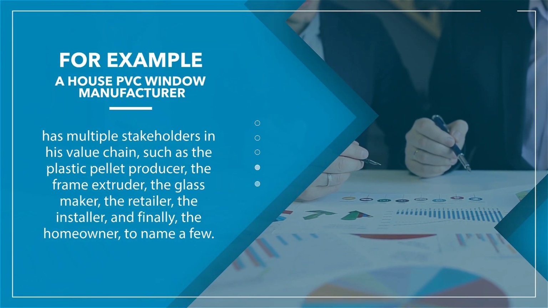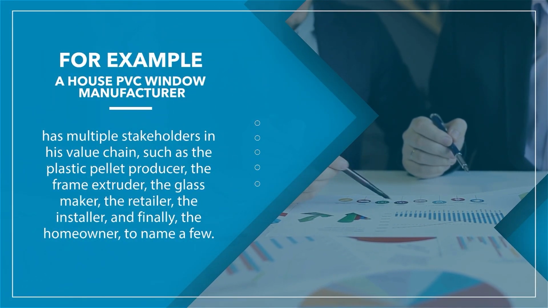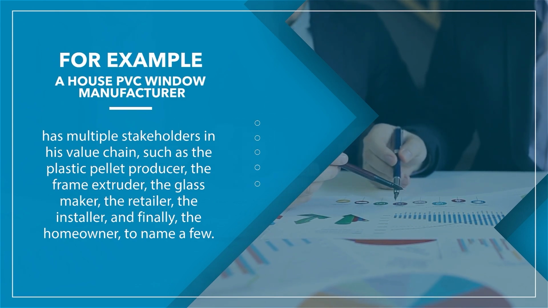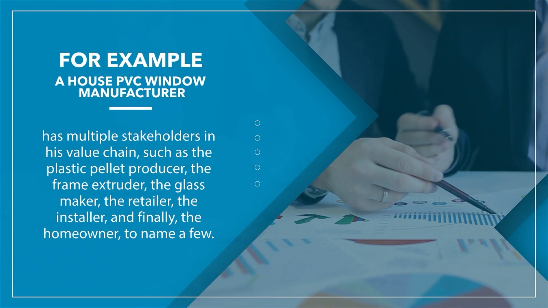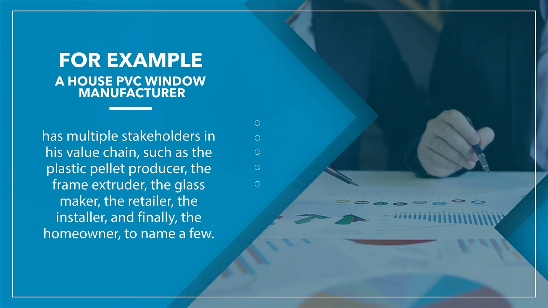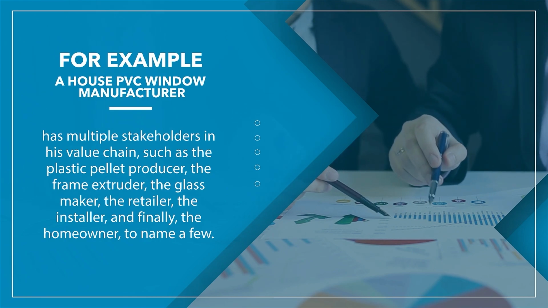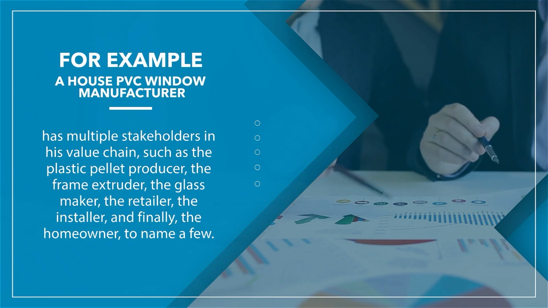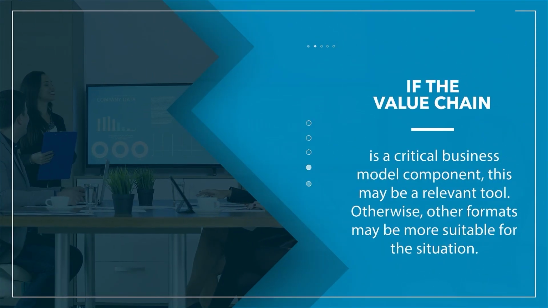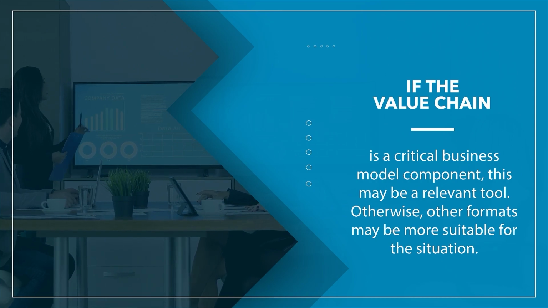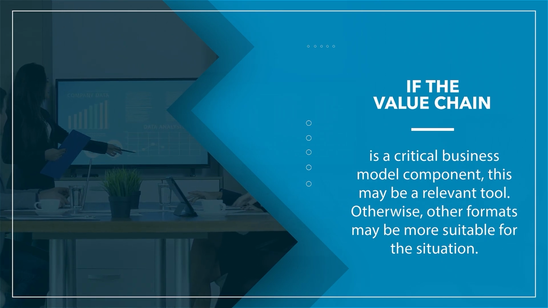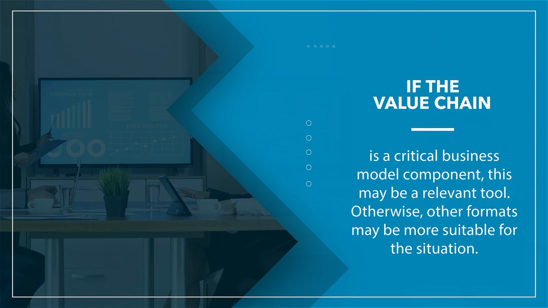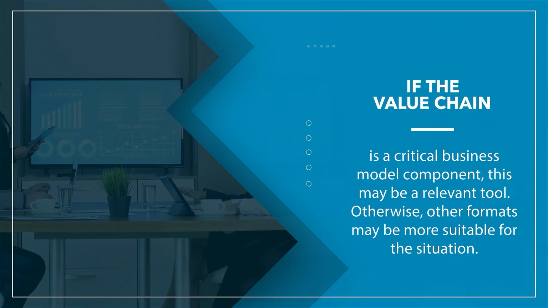For example, a house PVC window manufacturer has multiple stakeholders in his value chain, such as the plastic pellet producer, the frame extruder, the glass maker, the retailer, the installer, and finally, the homeowner, just to name a few. If the value chain is a critical business model component, this may be a relevant tool. Otherwise, other formats may be more suitable for the situation.